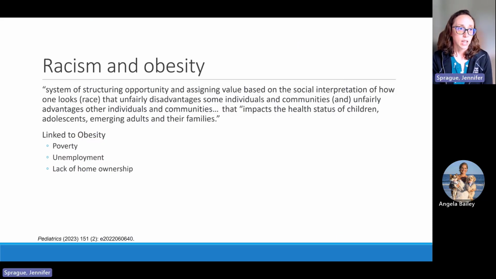And so there's a section within these guidelines specifically on racism and obesity, defining racism as a system of structuring opportunity and assigning value based on social interpretation of how one looks, that's race, that unfairly disadvantages some and unfairly advantages others, and that impacts the health status of children, adolescents, and emerging adults and their families. So this is going to get to the social determinants of health, and there are multiple that are linked to obesity. So poverty, unemployment, and lack of home ownership are all factors that are linked to increased risk of obesity.